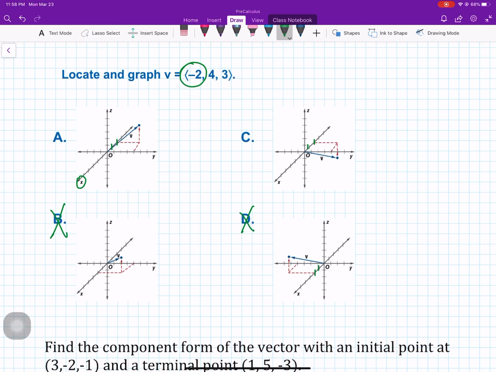Then it says we go up 4. Now it's not really up 4, remember, because it's the y value. So in the y direction, you're going 4. 1, 2, 3, 4. 1, 2, 3, 4. So both of those are good. And then we're going up 3, the vertical component of 3. So up 1, 2, 3. This one is going down 3. So this one, A, would be our correct answer here.